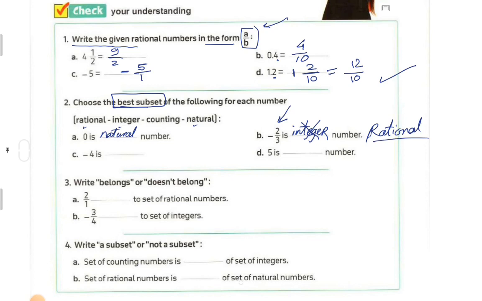number. Okay. Negative 4 is not natural or counting. It's integer, for the best subset. 5 is a rational, integer, counting, natural. It's all true. But which one is the best? The smallest one, 5, belongs as an element to counting number.